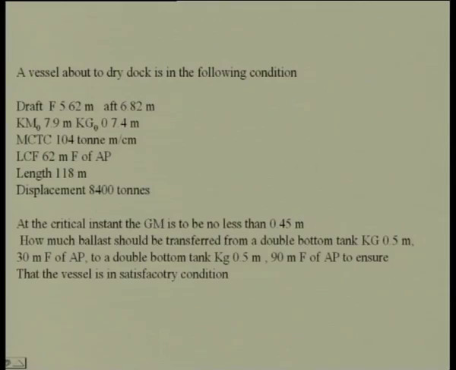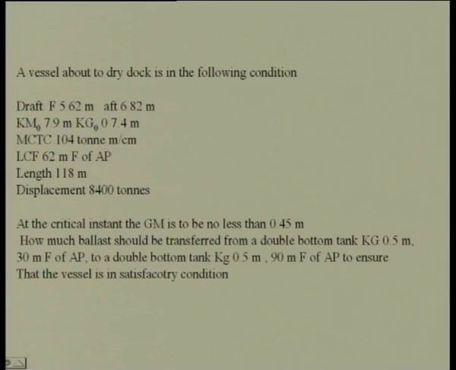Now you know your final trim and you know your initial trim, so you know your change of trim, and you know that change of trim is equal to moment changing trim divided by MCTC. So you find the moment changing trim, and the moment changing trim is W into distance moved, that is all. W is the weight. No, D is given and you have to find W. The problem just goes like that.